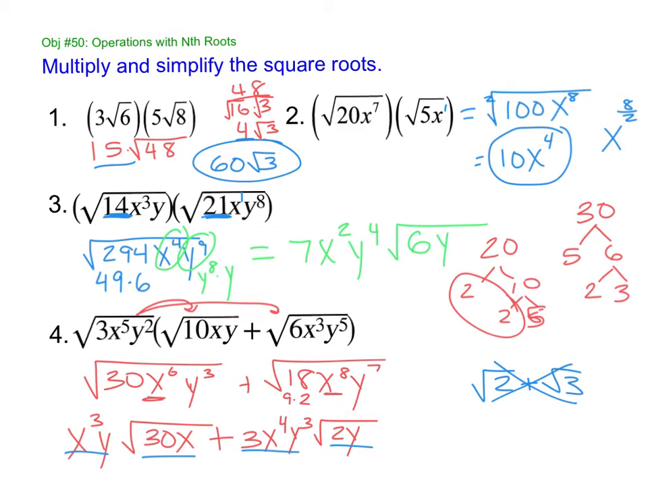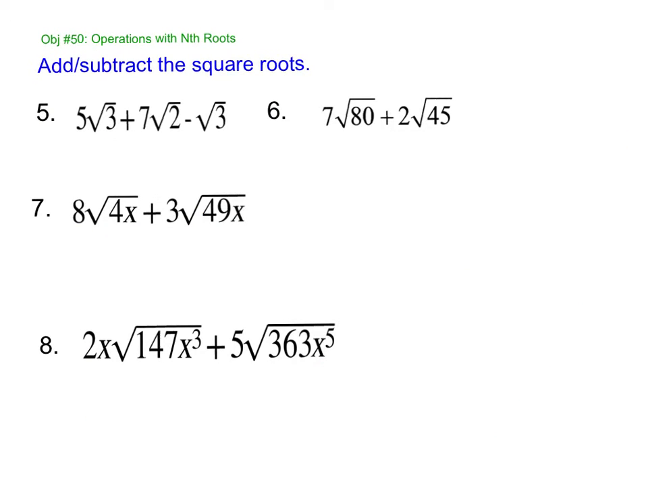You could try, plug in your calculator. You get a decimal for this that is not the same as the decimal for those. All right. So based on that, what do you think we're going to do in number 5? So I have my 5 root 3, my 7 root 2, minus root 3.